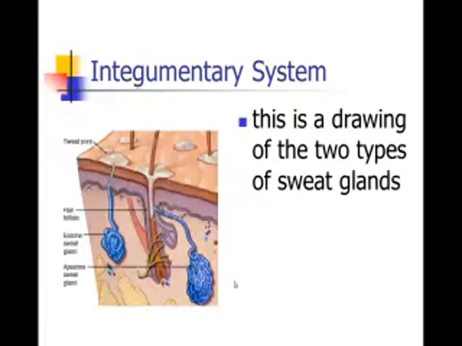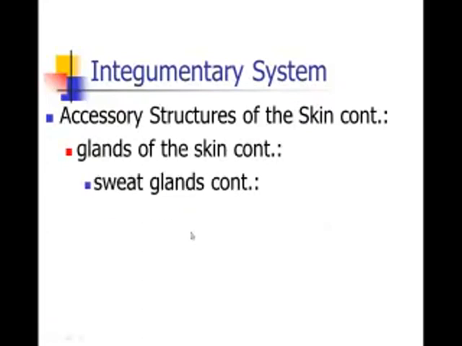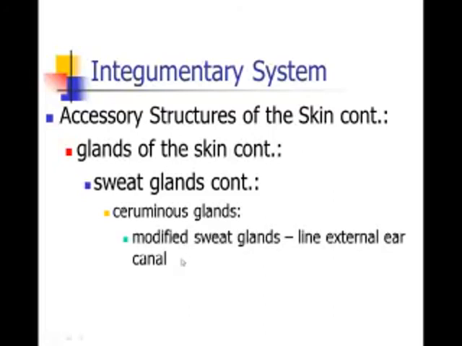So here's a drawing of the two types of glands. Here we see an eccrine gland going directly to the skin surface, the sweat pore, and here we see an apocrine gland going into the hair follicle. You can see how those glands are highly coiled. Ceruminous glands are going to produce cerumen, which is earwax. These are modified sweat glands, and they're found lining the external ear canal.